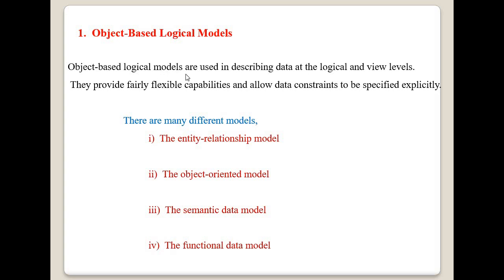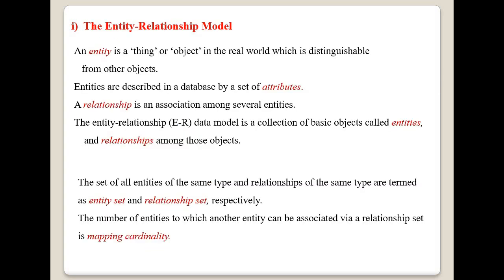Object based logical models are used in describing data at the logical and view levels. They provide fairly flexible capabilities and allow data constraints to be specified explicitly. The object based logical model is further divided into four categories: the entity relationship model, the object oriented model, the semantic data model, and the functional data model. First, the entity relationship model.